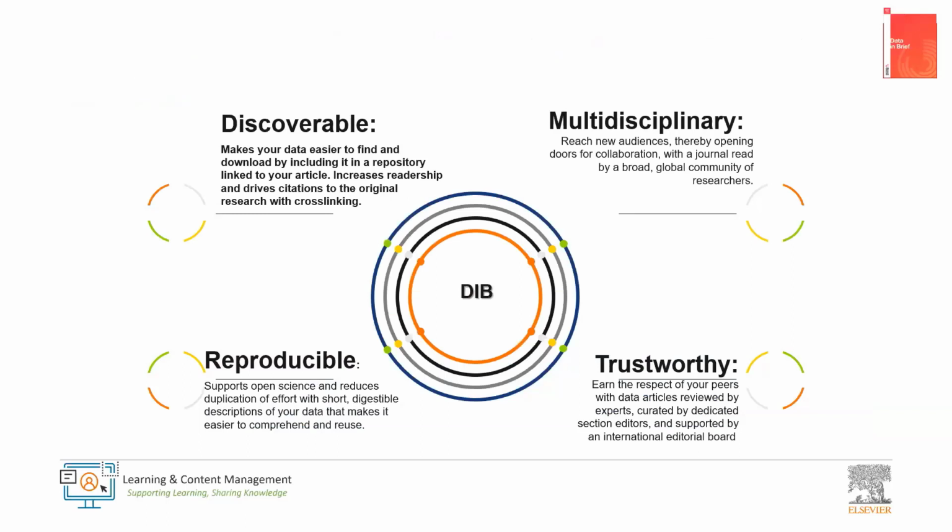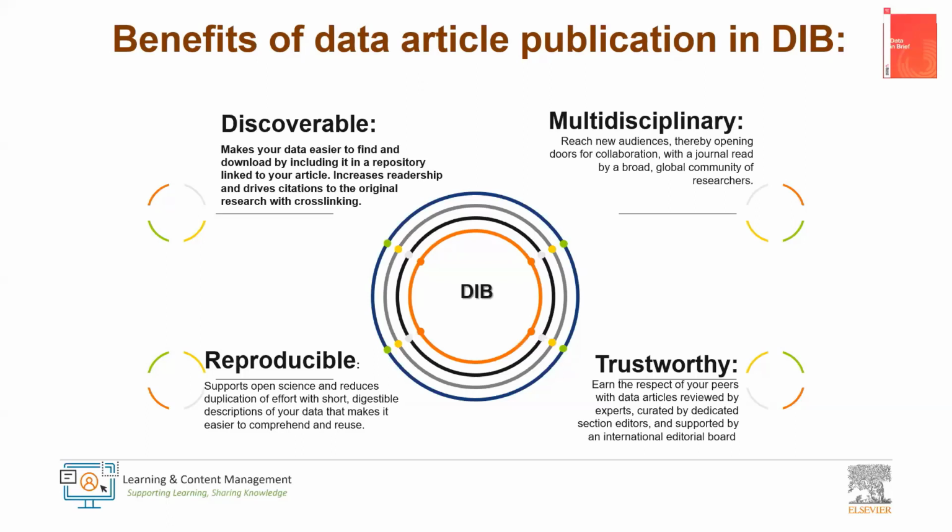We are now going to focus on understanding a little more about the benefits of data article publication in the Data in Brief journal. So what are the benefits? The four main benefits are: first, it makes your paper discoverable. It makes your data easier to find and download by including it in a repository linked to your article. It increases readership and also drives citations to the original research with cross-linking.